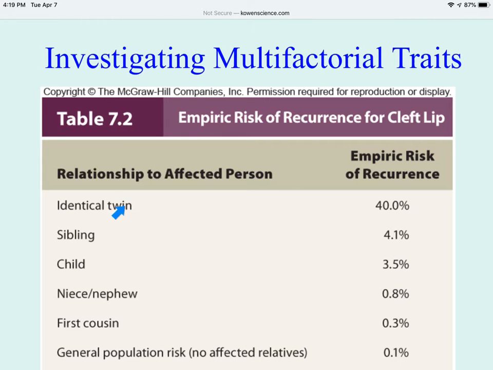In identical twins, the risk is 40% that if one twin has a cleft lip, the other could have it. In siblings, if one child is born with a cleft lip, then there's a 4% chance that their sibling could be born with that. Niece and nephew, 0.8%. First cousins, 0.3%. General population, not looking at relatives at all, 0.1%.